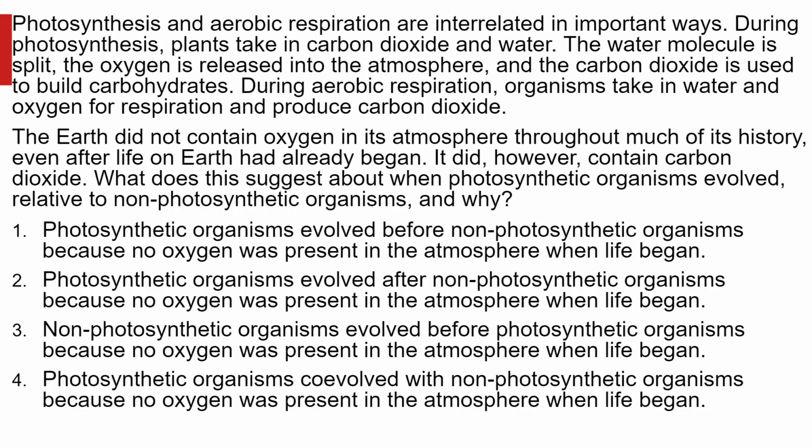Photosynthesis and aerobic respiration are interrelated in important ways. During photosynthesis, plants take in carbon dioxide and water. The water molecule is split, the oxygen is released into the atmosphere, and the carbon dioxide is used to build carbohydrates. During aerobic respiration, organisms take in water and oxygen for respiration and produce carbon dioxide. The Earth did not contain oxygen in its atmosphere throughout much of its history. Even after life on Earth had already begun, it did, however, contain carbon dioxide. What does this suggest about when photosynthetic organisms evolved relative to non-photosynthetic organisms and why? Read the questions, and put your gang sign up for your answer.